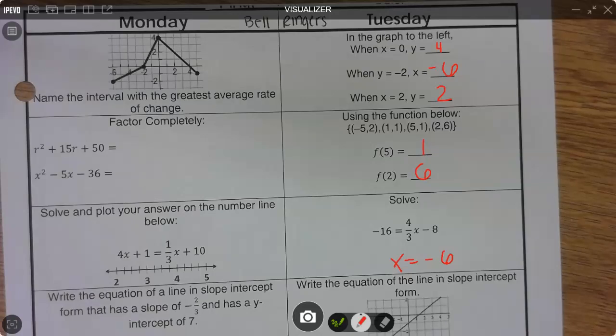Which one are you hesitating on? I just missed what you said for the second one, the f of 5. Yep.